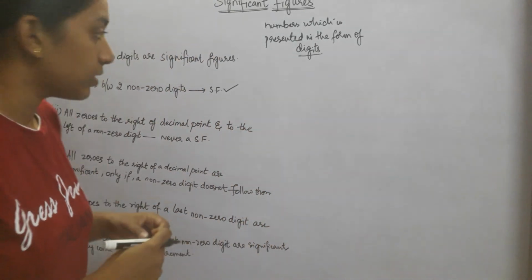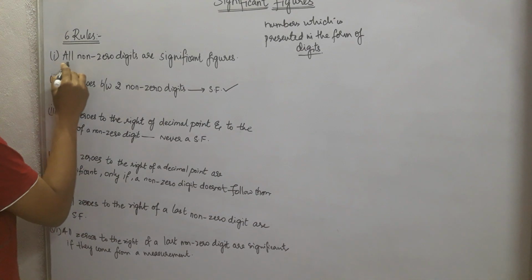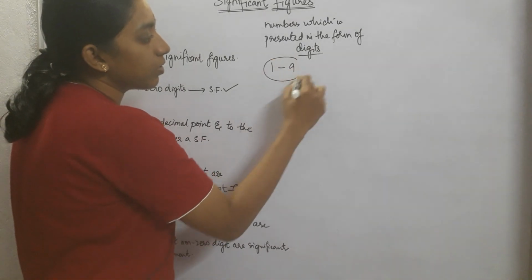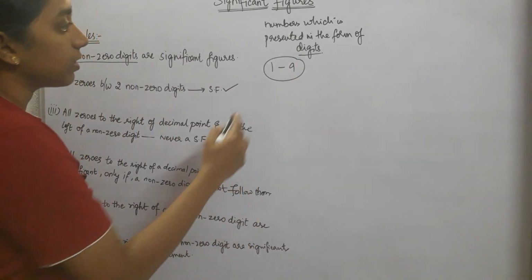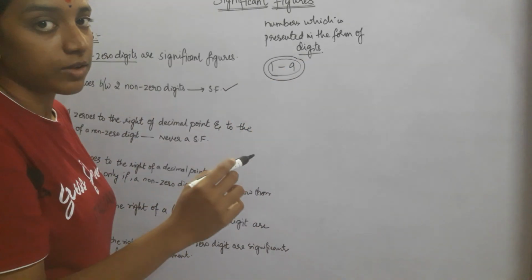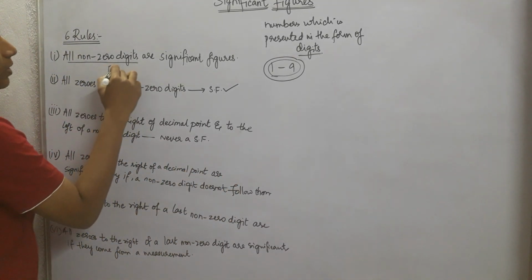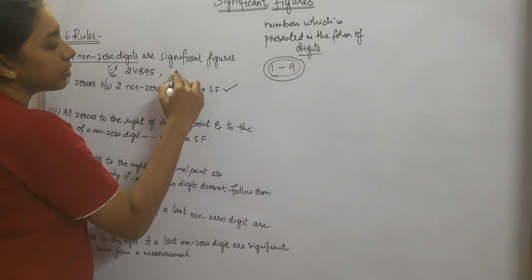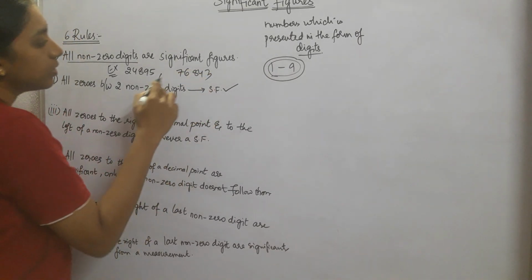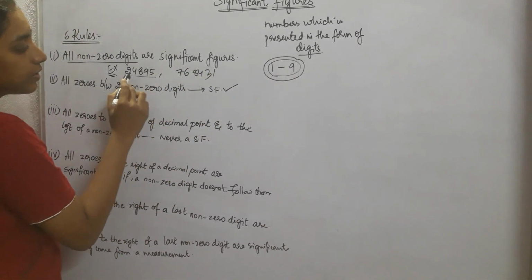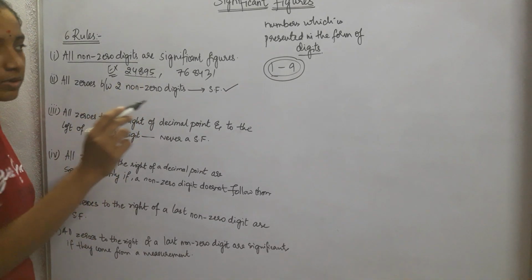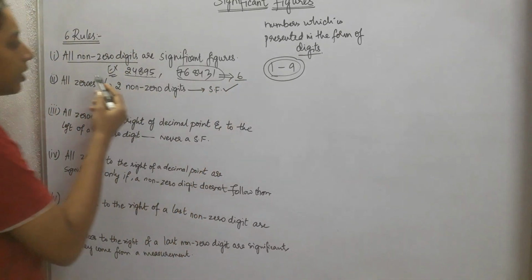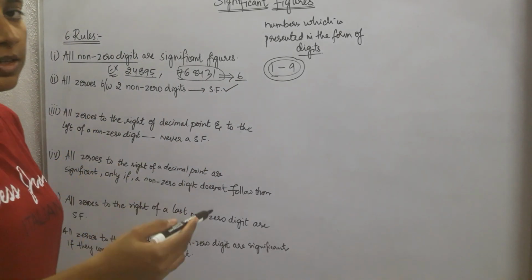So what are those 6 rules? The first rule states that all non-zero digits are significant figures. 1 to 9 are called non-zero digits, and all these digits are significant figures. For example, if we take 2, 4, 8, 9, 5, and 7, 6, 8, 4, 3, 1: in the first we have 5 significant figures, and in the second we have 6 significant figures. So any non-zero digit is considered a significant figure.